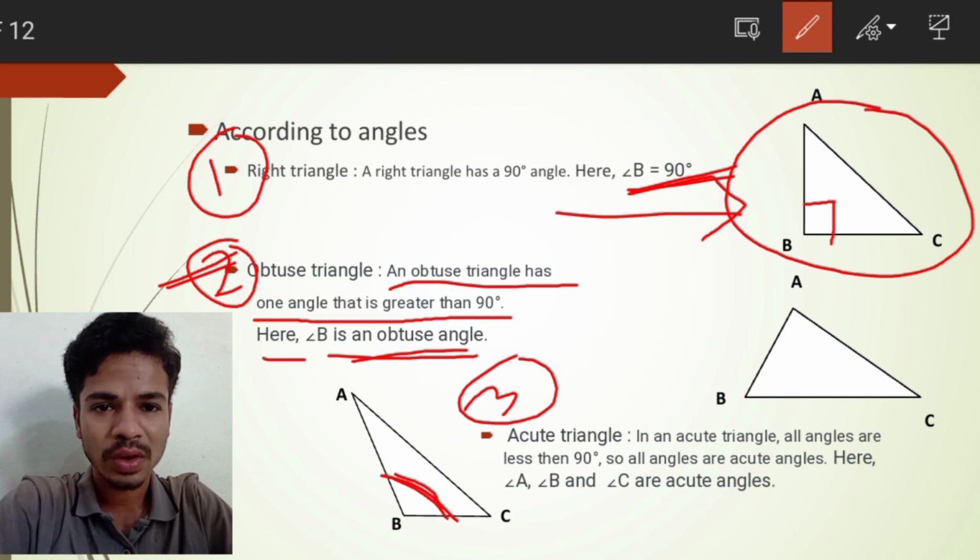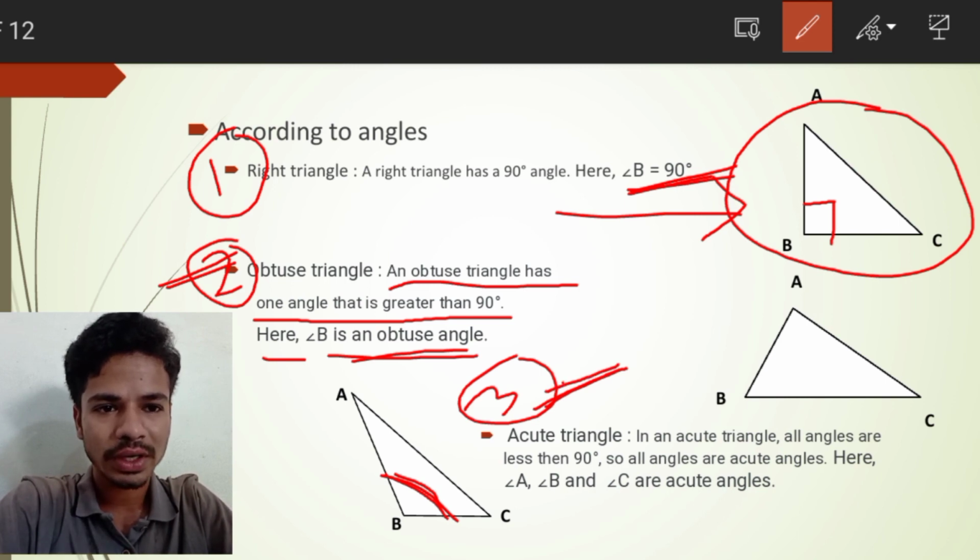So always remember one thing: if in a right angle triangle one angle is 90 degrees, then the other two are acute angles. And in an obtuse angle triangle, one of the angles is obtuse and the remaining two angles are acute. But in an acute angle triangle, all the angles are acute. In a right angle triangle, two angles are acute and one angle is a right angle. And in an obtuse angle triangle, one angle is obtuse and the other two are acute.